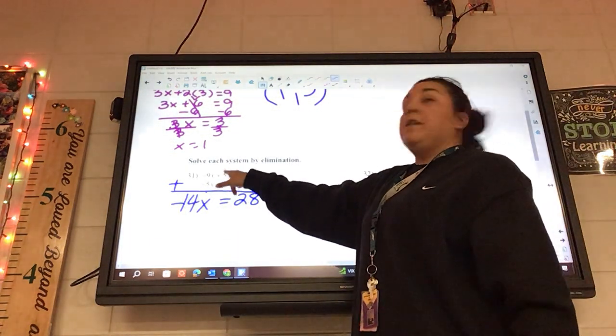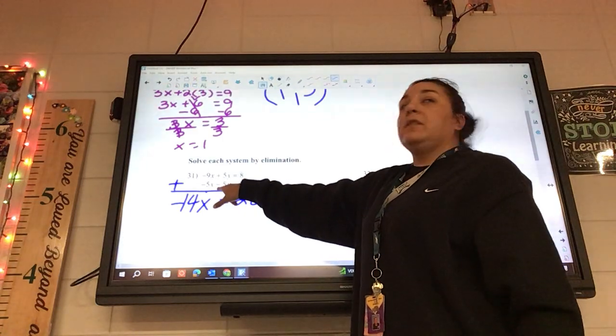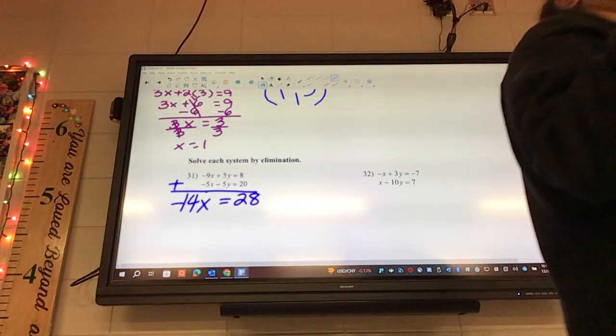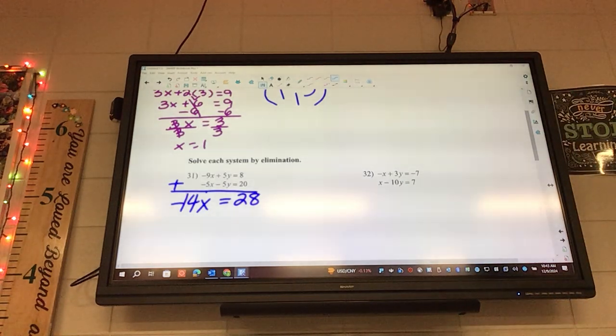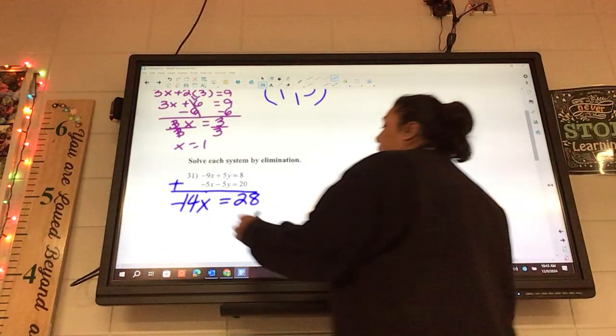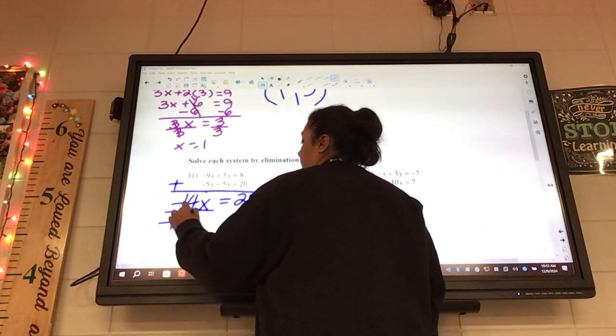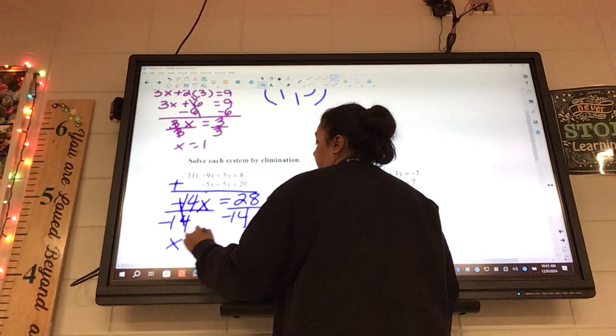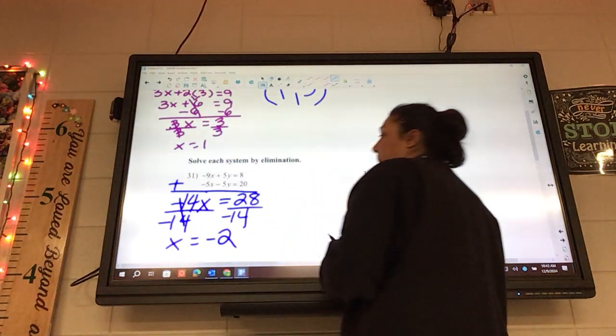Because, so like the 5s, this one's a positive and this one's a negative. So if they're different signs, you have to add them together. If they're the same signs, you have to subtract them. Okay, and then we're going to divide by 14. -14. Divide by -14. So we get x equals -2.